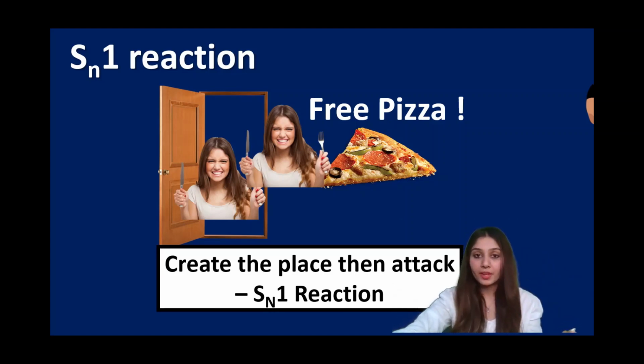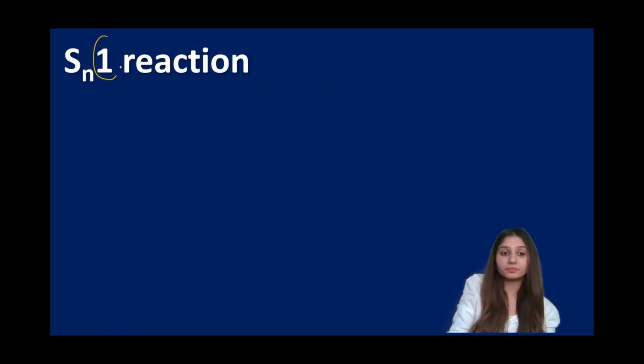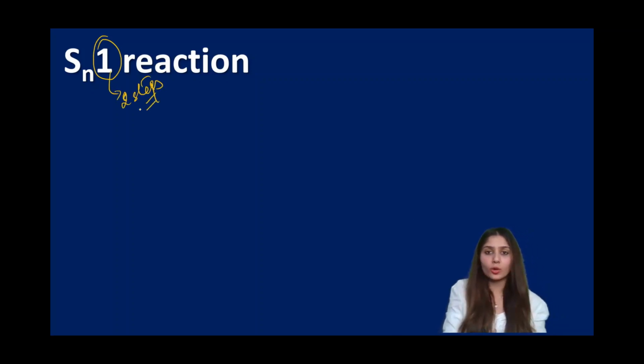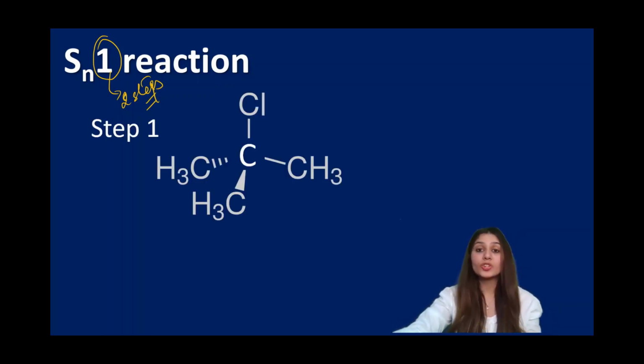then attack, okay? So as I said, there's two steps involved in this reaction. Sn1 reaction takes place in two steps, which I think I just gave a hint of. Create a place first and then attack. So the first step is in which you create a space. What is that space? So as you can see, there's a substrate molecule here.